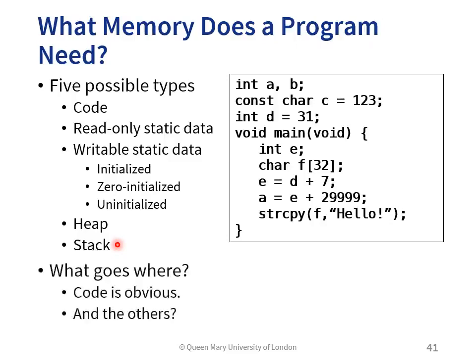Where should they go? Code is obvious. We load these programs, the instructions, in the code area, the code region in the memory map. But how about the others? How does a compiler take our information and put it in the right place to optimize the space and also optimize the speed?